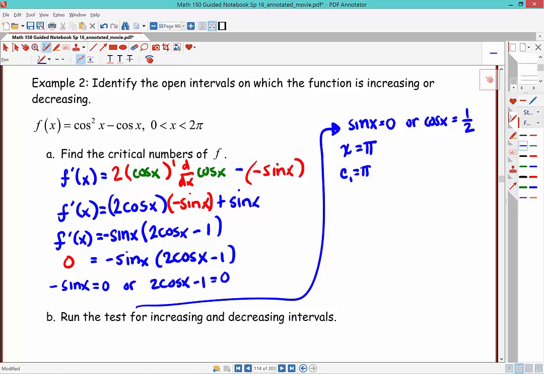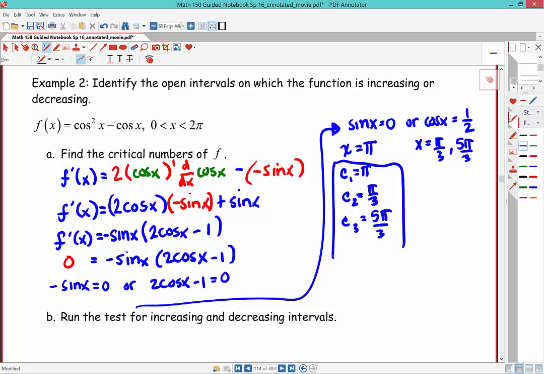Here, the cosine function is positive in the first and fourth quadrants, and it has the smallest height, or smallest run, the smallest base, when we are at a reference angle of pi over 3. So we will get x is equal to pi over 3, or 5 pi over 3. And so we'll get c2 is pi over 3, and c3 is 5 pi over 3. Are we good? So those are the critical numbers.